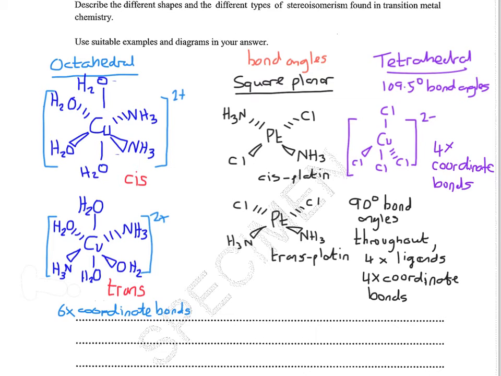So for octahedral I've got 6 coordinate bonds, for square planar I've got 4 coordinate bonds, and for tetrahedral I have 4 coordinate bonds. So the final thing I've got to do is deal with optical isomerism in octahedral complexes. So to do this I need to make a little bit more room on the screen.